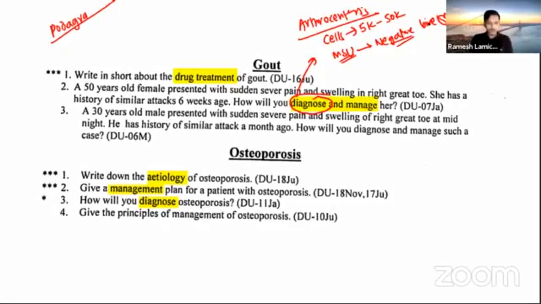Now let's move on to osteoporosis. Here you can see they ask about a case of osteoporosis, about the etiology, what are the causes, and how do you diagnose and manage a case of osteoporosis. So let's discuss with the white blank page. Osteoporosis is when there is a decrease in the bone density, we call it osteoporosis.